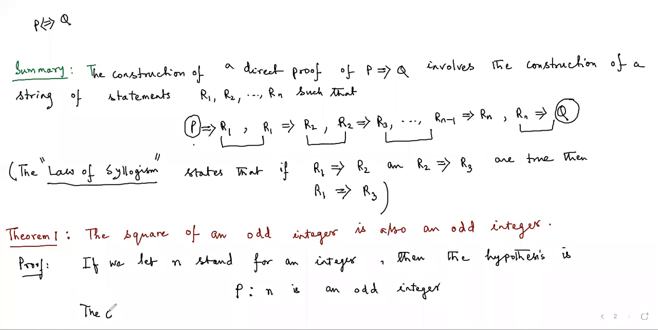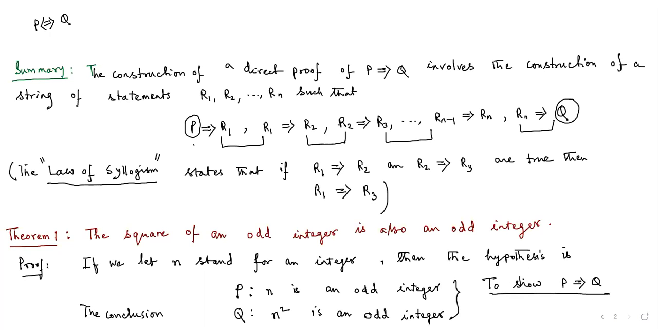The conclusion of the theorem is denoted by Q, and we try to build an argument from P to check whether n squared is also an odd integer or not. So, to show whether P implies Q. That is what I'm going to test right now.